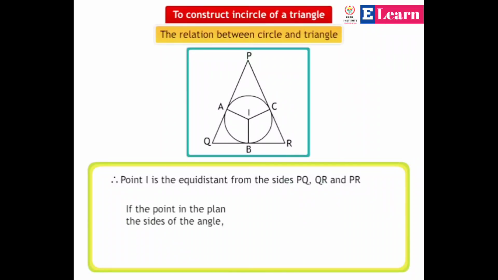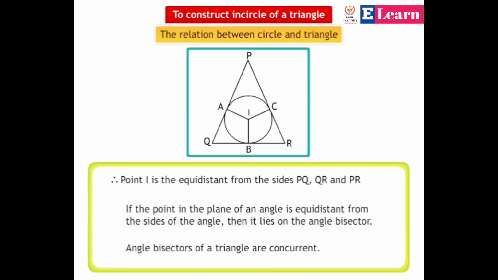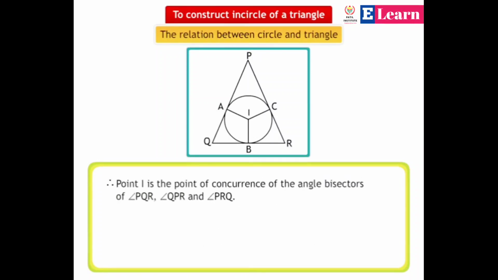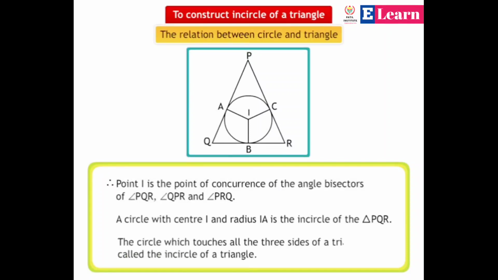We know that if a point in the plane of an angle is equidistant from the sides of the angle, then it lies on the angle bisector. We also know that angle bisectors of a triangle are concurrent. Therefore, point I is the point of concurrence of the angle bisectors of angle PQR, angle QPR, and angle PRQ. A circle with center I and radius IA is the incircle of the triangle PQR. Thus, the circle which touches all the three sides of a triangle is called the incircle of a triangle.